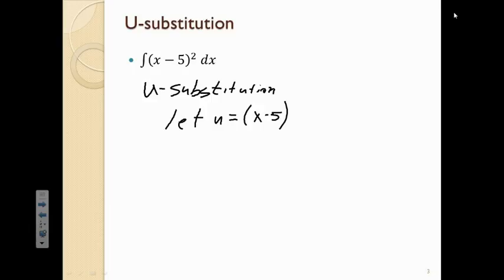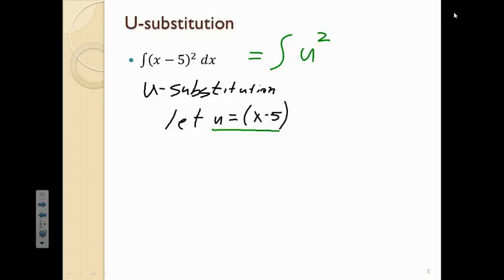So if I was going to build this, I'd say, okay, I'm going to let u equal x minus 5. Well, in that case, I would say that this is equal to the integral, and if u is equal to x minus 5, that becomes u squared.